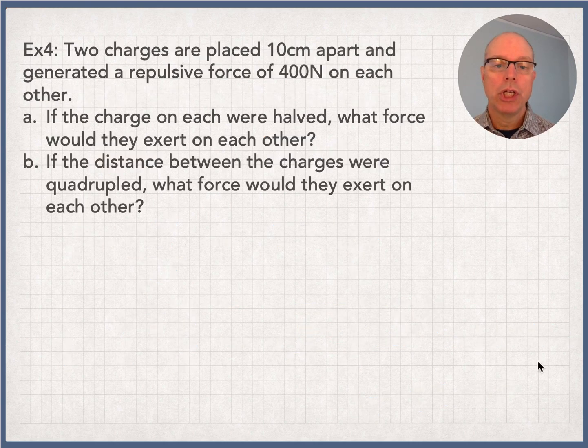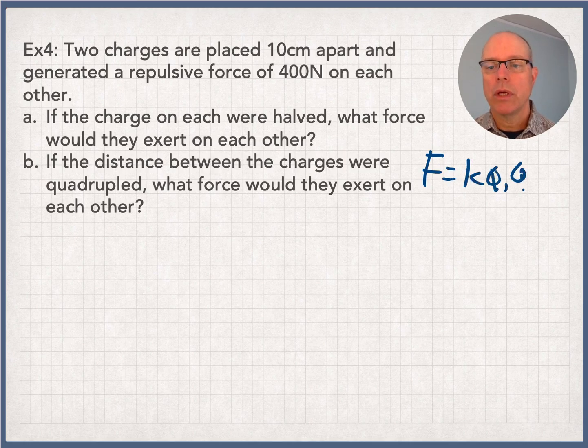Finally, really common kind of question. This is like an SAT question posed as a physics question almost. Two charges are placed 10 centimeters apart, and they generate a repulsive force of 400 newtons. It doesn't even matter if these charges are identical or not. What I'm going to do is go right to the Coulomb law. So K Q1 Q2 over R squared. The thing that you want to notice is that these Q's are to the first power. The R is to the second power.